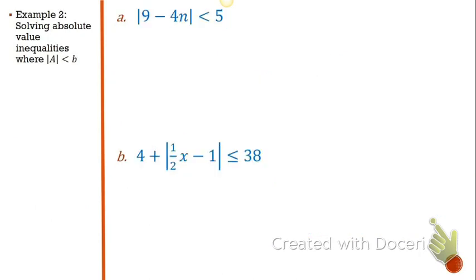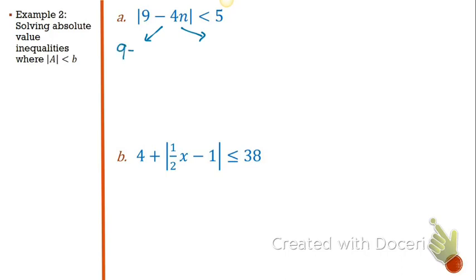All right, next two examples. Solving absolute value where we have a less than. So the first one we have the absolute value of 9 minus 4n is less than 5. What we're going to do here is, since the absolute value is by itself, we're ready to split it up into 2.